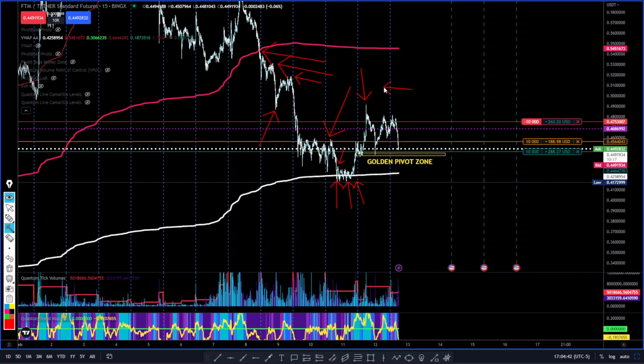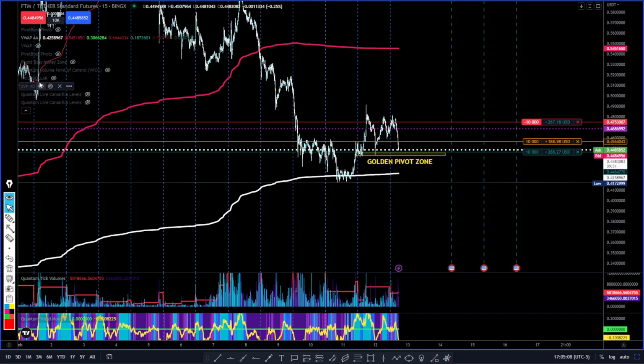So now we started having these rejections right here at this level, right? These recent rejections are happening from this level, retesting that level. So let's see here. Let's turn on the central flow pivots.